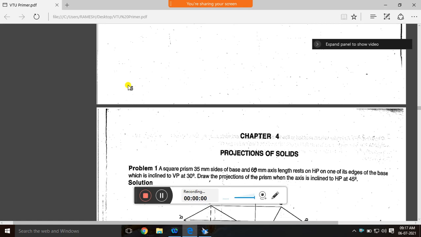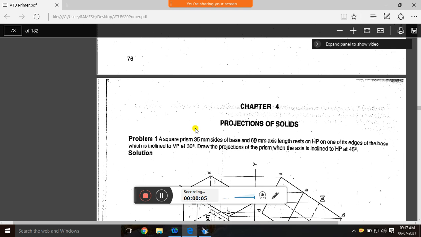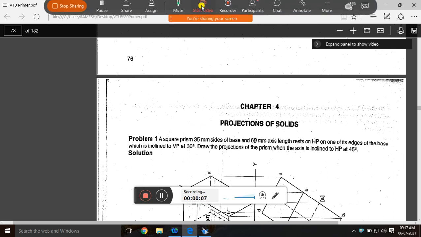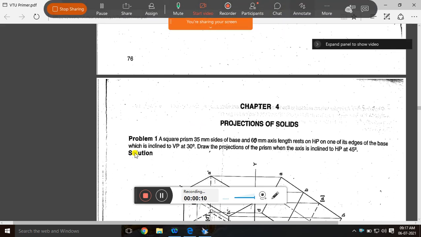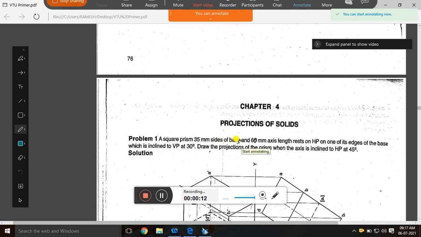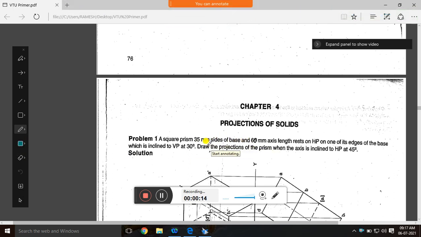Yes, in the projection of solids, the first problem is a square prism of 35 side of base. The side is 35 and the axis length is 60. It rests on HP on one of its edges of the base, which is inclined to VP at 30 degrees. Draw the projection of the prism when the axis is inclined to HP at 45 degrees.